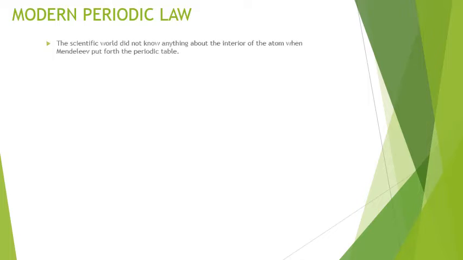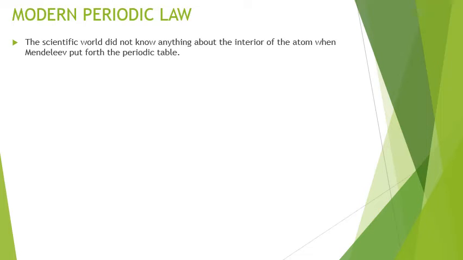The next topic that we will be studying in this chapter is the modern periodic law. We have already studied Mendeleev's periodic law and periodic table, and we have seen that there were demerits or limitations in it. To tackle those limitations, further classification was done, and that was the modern periodic law. Let us study the modern periodic law.